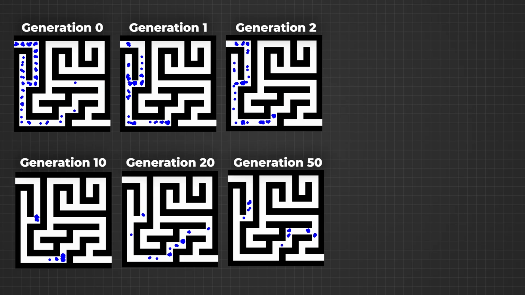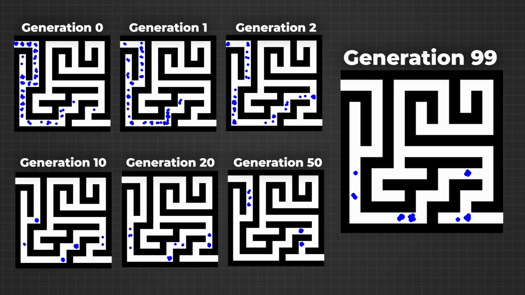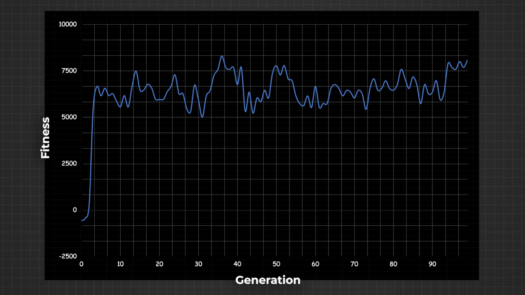With the help of that Super Bob's DNA passed on to future generations, most Bobs could reach the end by Generation 2. And by Generation 99, 80% of the Bobs could reach the finish line. Even with the jitter in fitness in later populations, the average fitness still trended upward across all 100 generations.